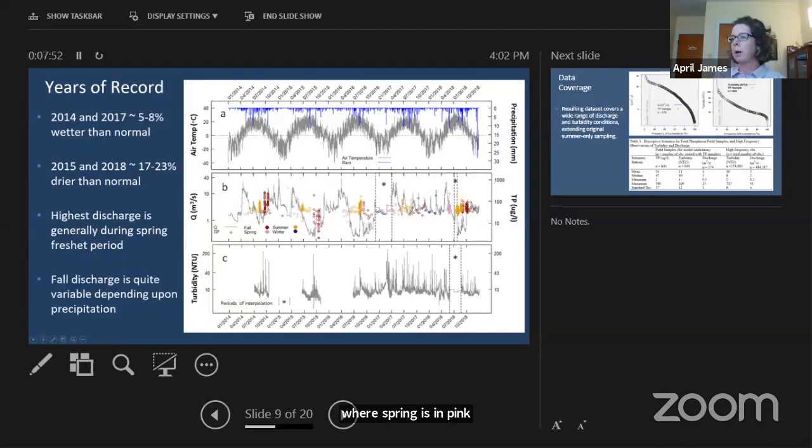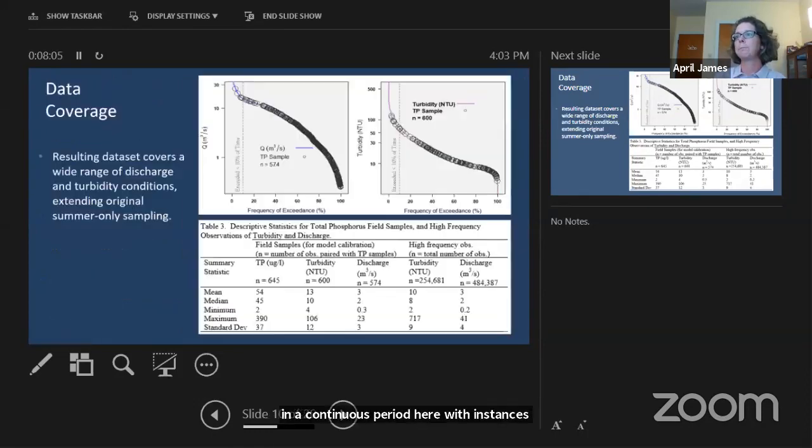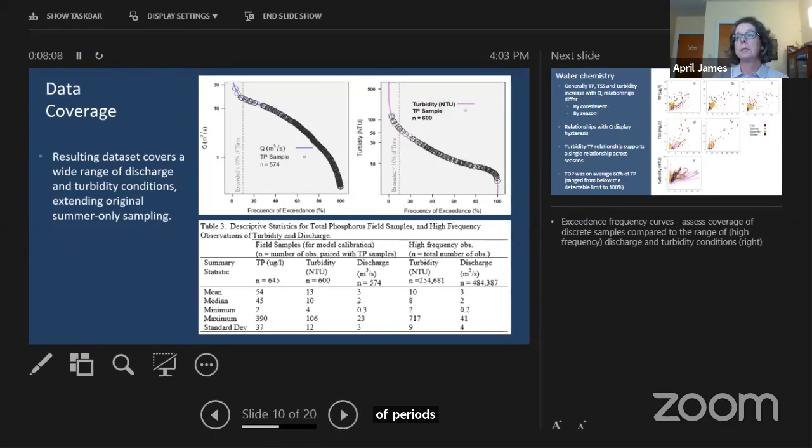And then in the bottom panel here, turbidity, we can see these 2 first summers of high frequency monitoring, and then a continuous period here with just a few instances of periods where we are missing data. The resulting data set covers a wide range of discharge and turbidity conditions, extending the original summer-only sampling.